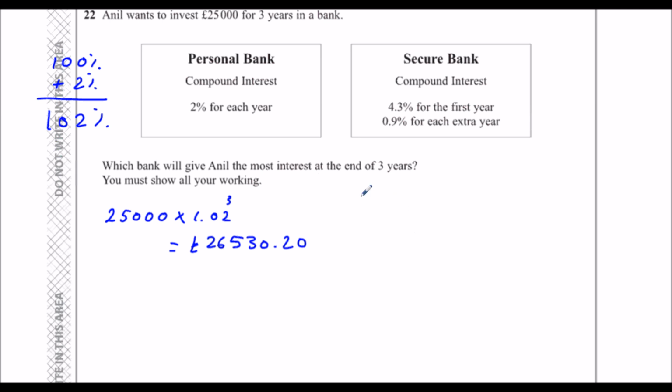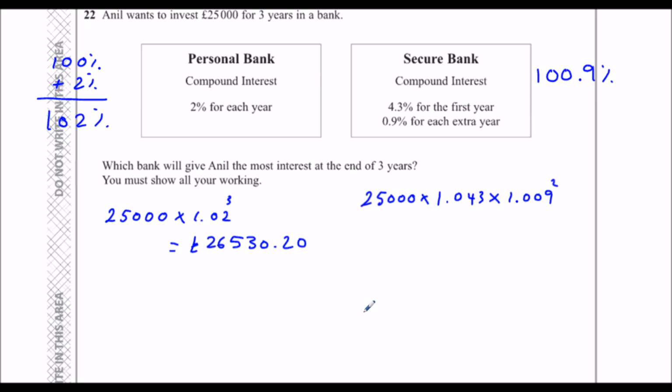Same with the secure bank. So we've got 25,000. We want to add on 4.3%. So that's 104.3% as a decimal, 1.043 in the first year. Then we want to add on 0.9%. So that's 1.009, 100.9% as a decimal. If you don't know how to change a percent to a decimal, just divide by 100. And we're going to do that for 2 years.